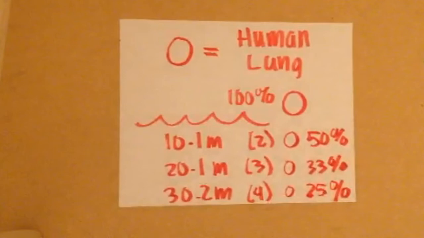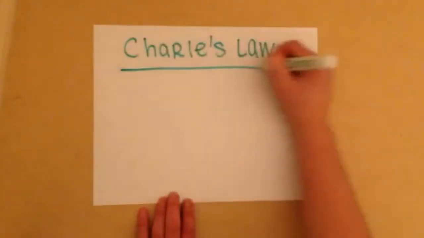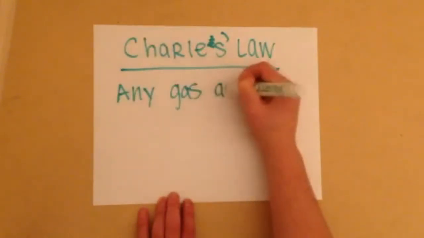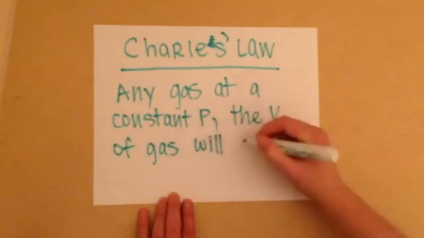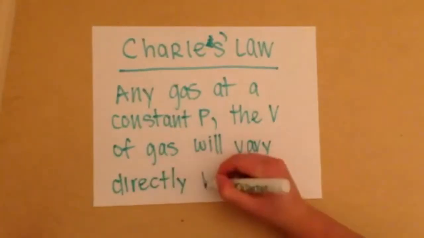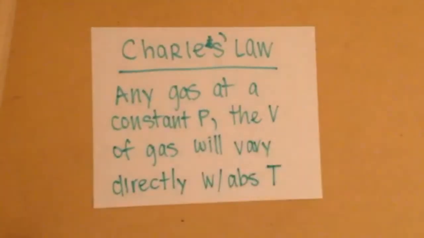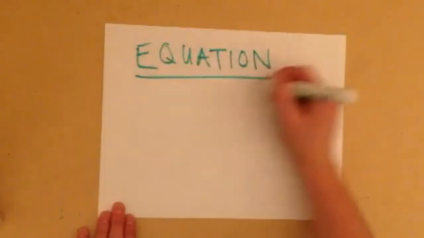Now let's talk about Charles's law. Bad grammar. Oopsies. Any gas at a constant pressure, the volume of the gas will vary directly with absolute temperature. Here's the equation.